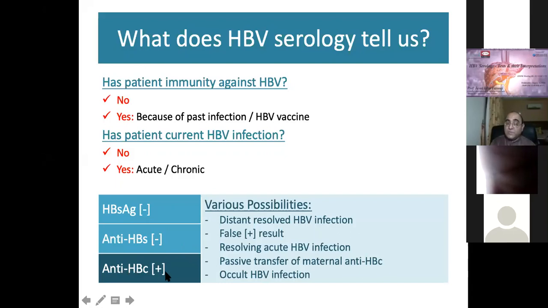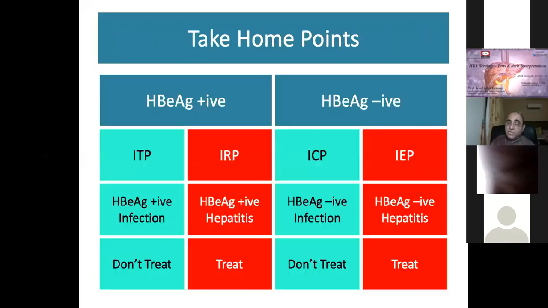And if only anti-HBc is positive, HBsAg is negative, and anti-HBs is also negative, it means either this is a distant resolved HBV infection, or the result may be a false positive, or a resolving acute HBV infection may be there, or passive transfer of maternal anti-HBc to the fetus and to the child has happened, or this may be occult hepatitis B infection. Occult is when the HBs antigen is negative, but because of the cccDNA is there, so that is called occult. And if the PCR becomes positive in that case, that is another indication for treatment.